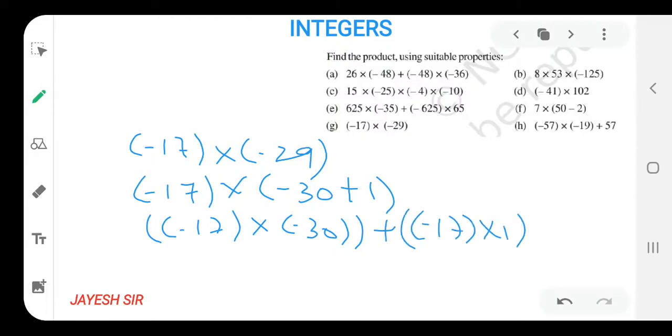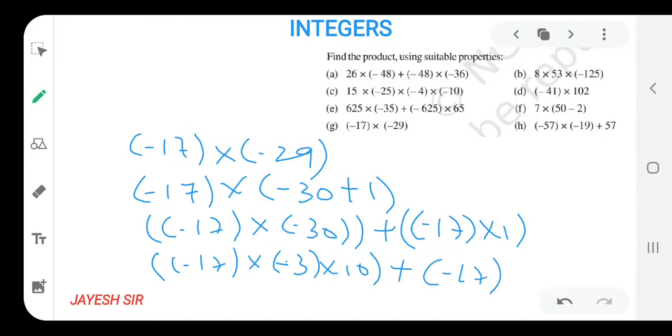Now we all know how to multiply 17 into 30, we can further split it also. Minus 17 into minus 3 into 10, we can write like this also, friends. Plus minus 17 into 1, so that part would be minus 17 only. No need to multiply, we can directly multiply it over here. Now 17 3s are 51, I know, and minus 17 into minus 3 will result in a positive sign only. So our answer would be 51 into 10.